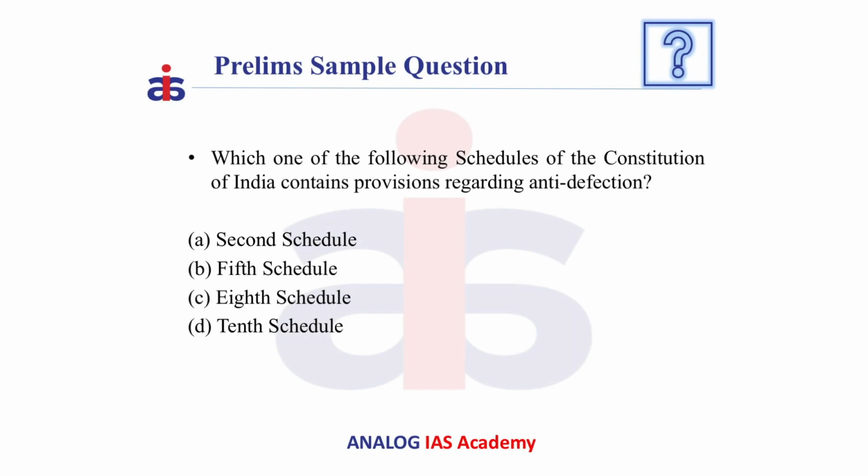Now let us see a question based on this. Which one of the following schedules of the Constitution of India contains provisions regarding anti-defection? Second schedule, fifth schedule, 8th schedule and 10th schedule. The answer is D, 10th schedule.